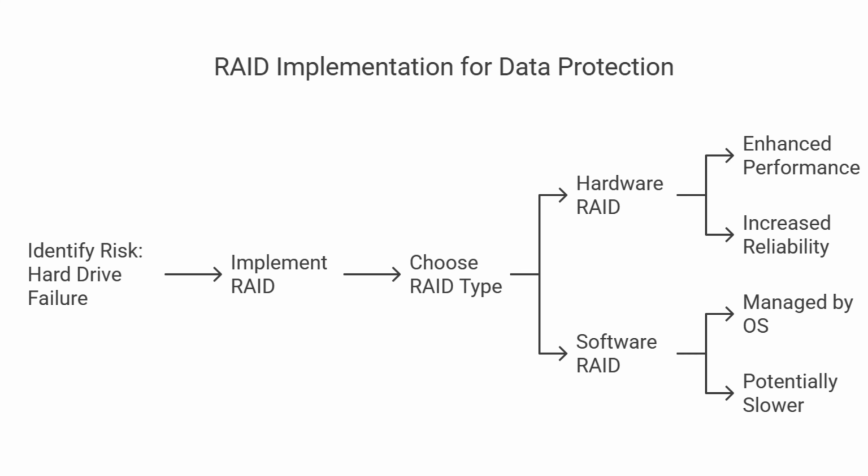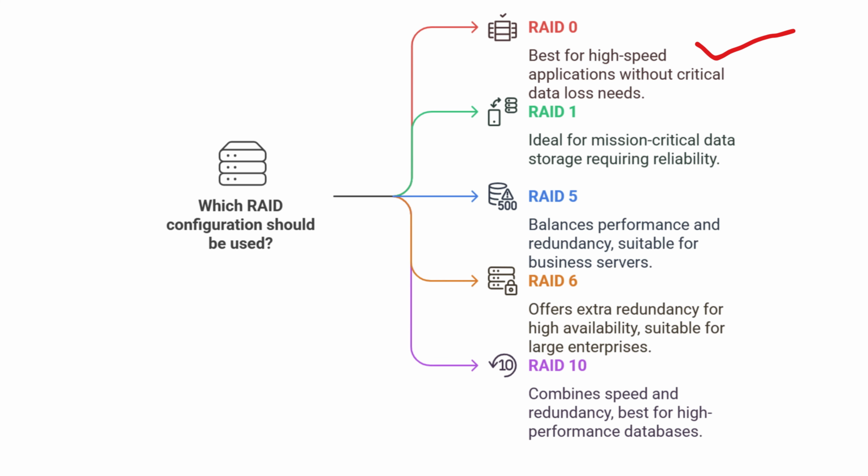RAID can be implemented in two ways. Hardware RAID uses a dedicated RAID controller for better performance and reliability. And software RAID is managed by the operating system but can be slower. Types of RAID and how they work. RAID 0 provides maximum speed, no redundancy. In this, data is striped across multiple drives to maximize performance. But it has no fault tolerance. If one drive fails, all data is lost. It is best for high-speed applications where data loss isn't critical, like gaming and video editing, but not suitable for business-critical data.